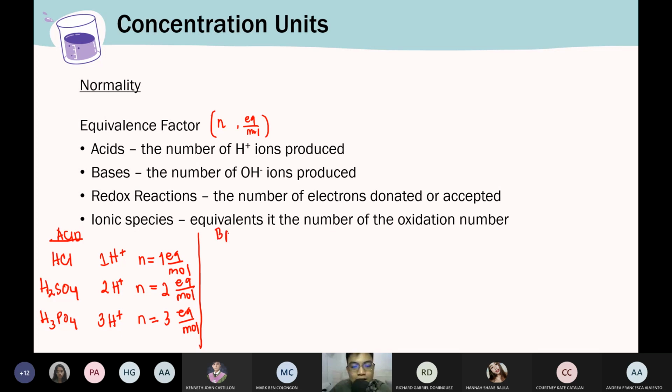Kapag base, instead of looking for the hydronium, you look for the OH. Okay? So, let's say that is sodium hydroxide. So, ilang OH pwede mo makuha? Eh, di isa lang. Yan, isa lang yung OH eh. So, meaning its N is 1 equivalents per mole.